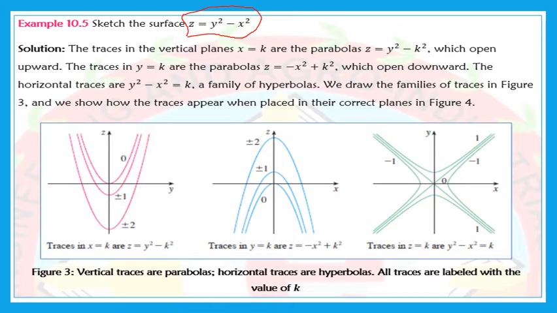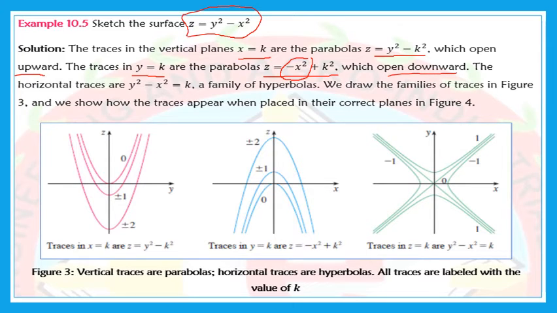Okay, the traces in y equals k naman, x equals k yung inuna niya. So, ang nakuha niya is parabola opens upward. Then, the traces in y equals k naman are parabolas z equals negative x squared plus k squared. So, ibig sabihin parabola opens downward kasi negative yung nakuha natin, which is open downward.